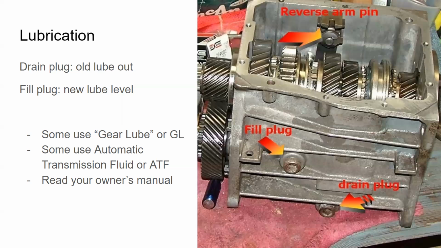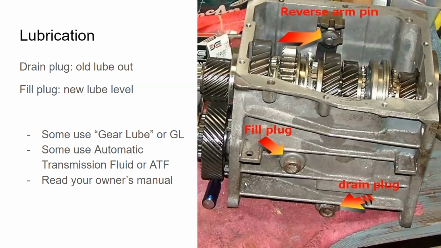Some like automatic transmission fluid just because its cold temperature properties make it a little bit easier to shift. The transmission that's in my little red car is one of those where you could either use gear lube or automatic transmission fluid. And it says that if you live in a colder climate, it recommends that you use automatic transmission fluid. I think mine currently has gear lube in it right now because on really cold mornings, it's hard to shift my transmission. Things just don't want to move in there until it warms up.